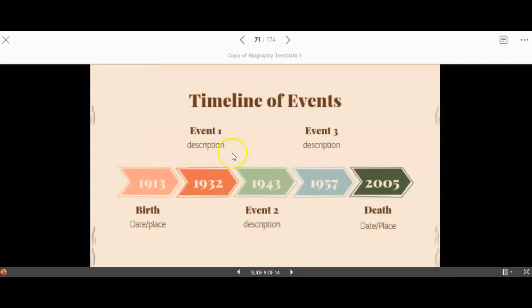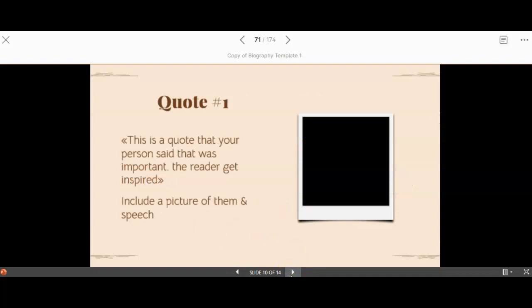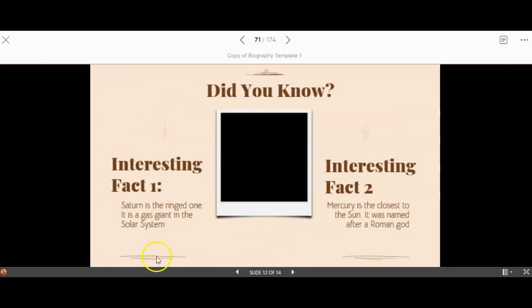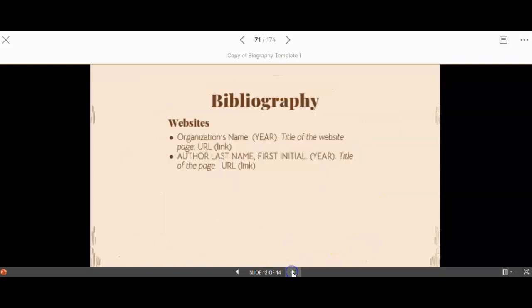And then you would type in here the dates when they had those events, the name of their event, and so forth. And then give me a famous quote and a picture. Another one, famous quote and a picture. And interesting facts. And your bibliography. I'm also going to share out an example from last year, and no one will be allowed to research that person because I don't want you to copy it. But I'll show you what a good example is.